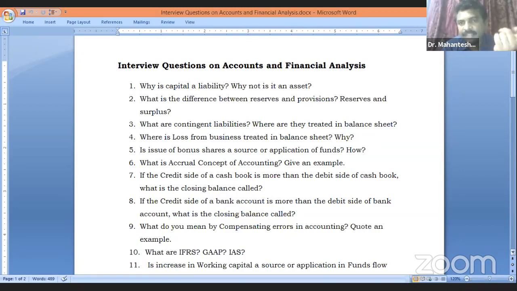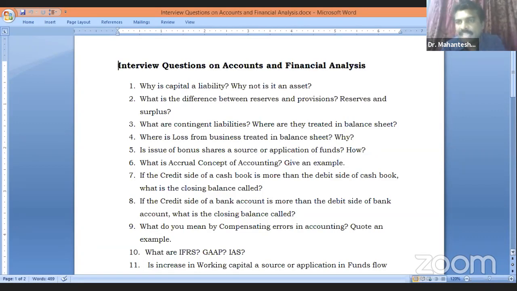Hence they will be taken outside the balance sheet. They are not taken into the balance sheet, they are shown outside the balance sheet as a footnote. We need to do this because of the convention of full disclosure. The convention of full disclosure says you cannot conceal or hide any information related to the business. Though it is not an actual liability, it has to be reported and shown, but since it is not a real liability, it is shown outside the liabilities as a footnote. Where is loss from business treated in the balance sheet and why? This also we had a discussion. This is taken on the asset side under miscellaneous expenses and losses.